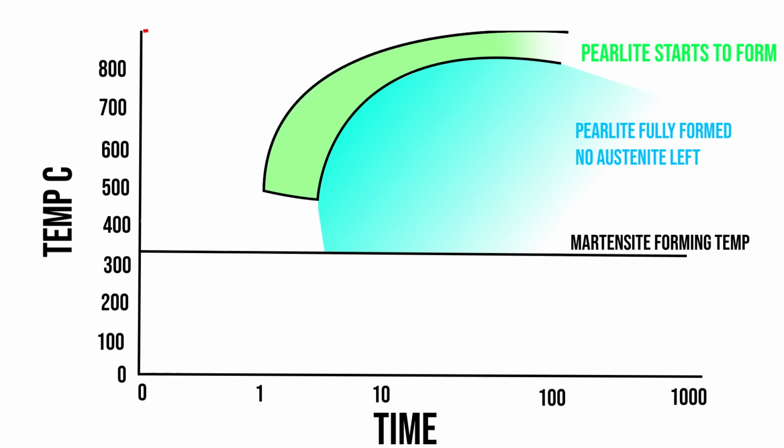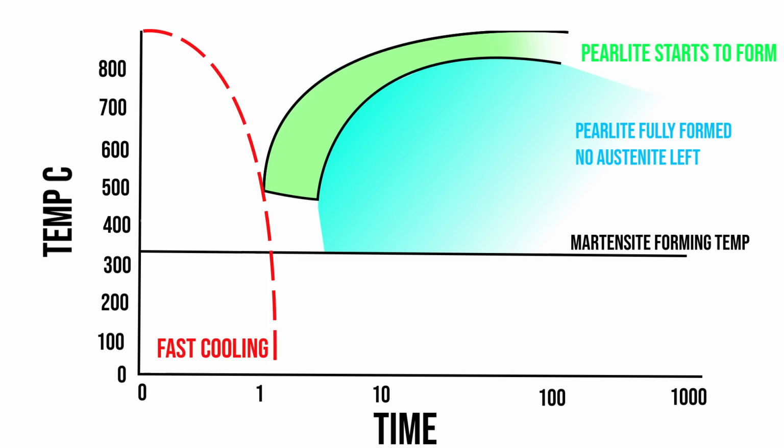Now, if we cool it down quickly, the line is going to pass through the region where the austenite transforms into our hard martensite, and it will eventually leave us with only martensite, which represents the hardest state. This is effectively what we get when we water quench steel.